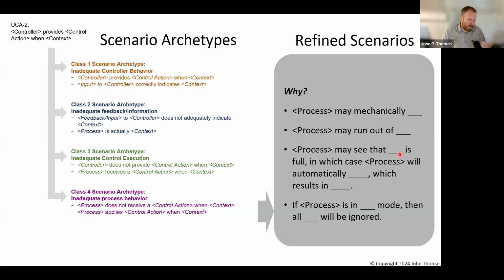There may be some capacity involving that process that automatically triggers some other behavior. The process may have mode. The process may be physical and mechanical, which is where the first bullet point comes from. It could also be a software process, right? We could have a hierarchy of software controlling and supervising other software. So the process could be in some other mode. And in some mode, it may ignore all of the inputs and commands. It may default to some other behavior. And so we can use this to come up with more refined scenarios. All right.